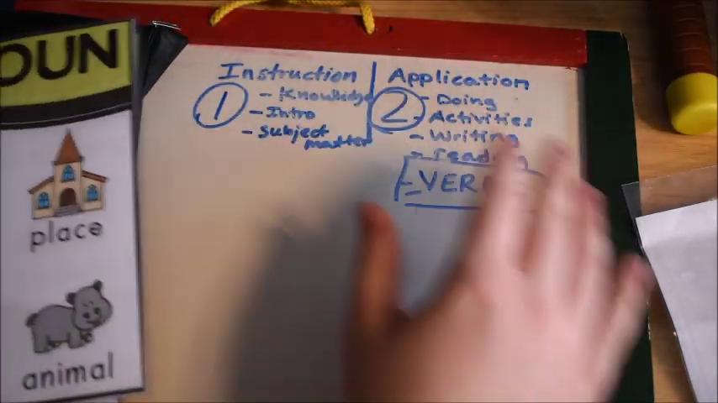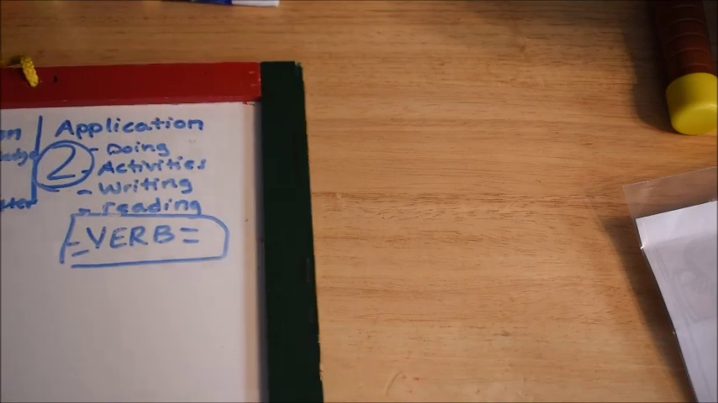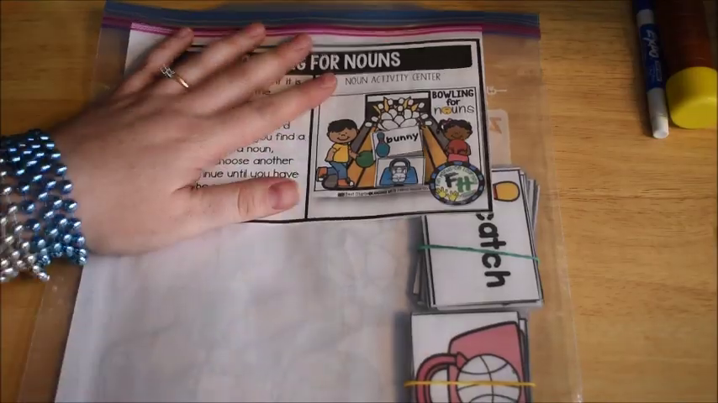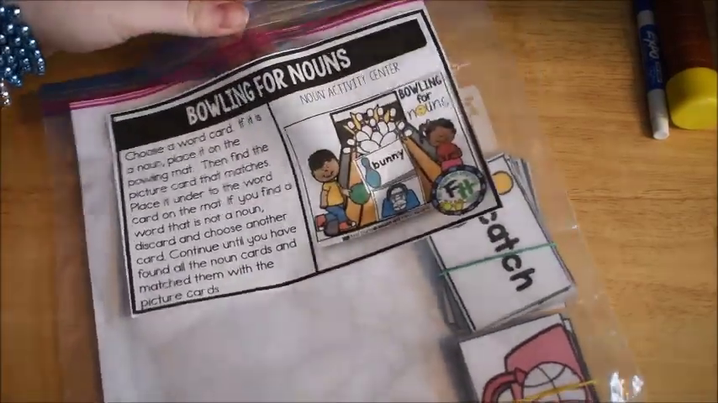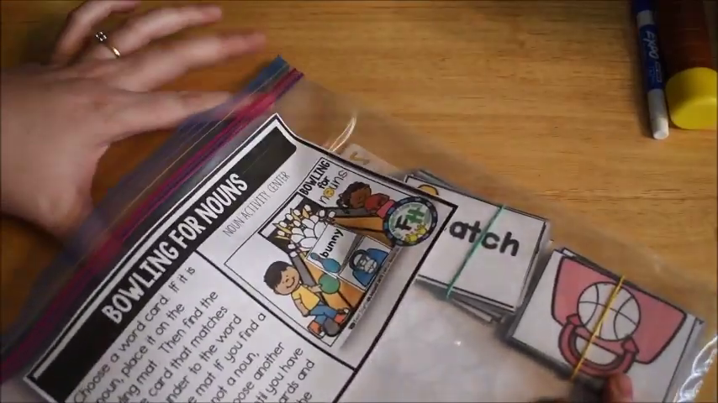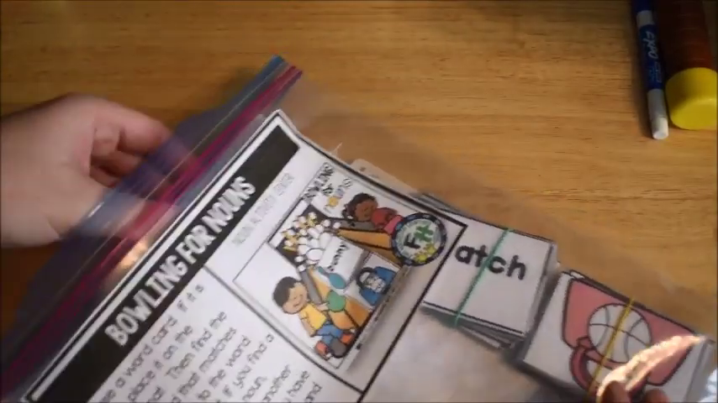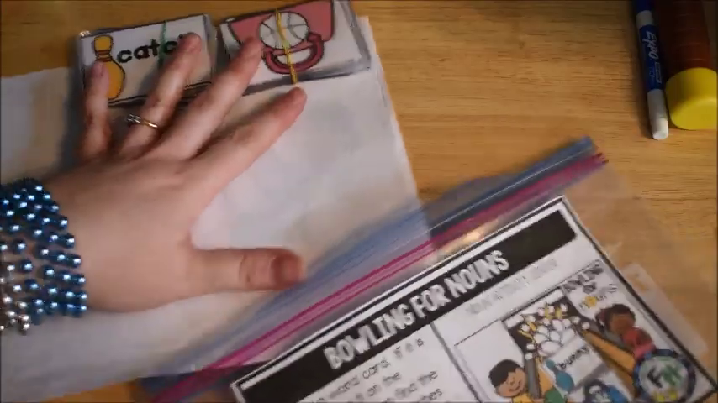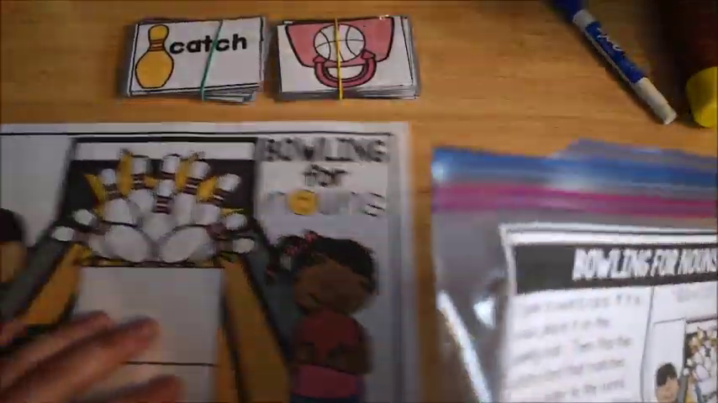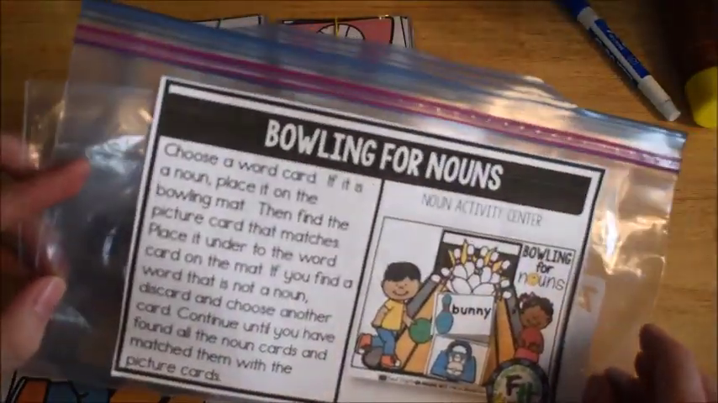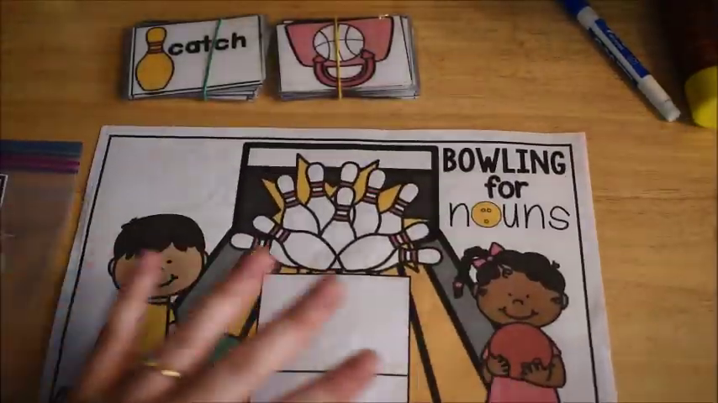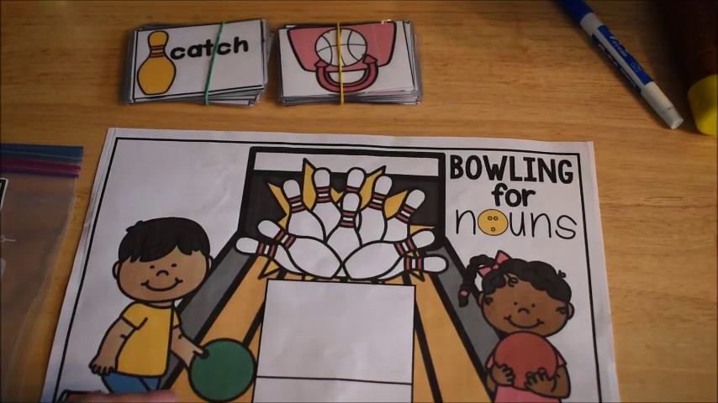Let me show you application, and let me show you one of the activities. We're moving on to our application. The application part of our lesson is the doing part, right? We've done the instruction part of our lesson, and now we're on to the application part. This activity is called Bowling for Nouns. This is one of the activities that comes in this bundle.